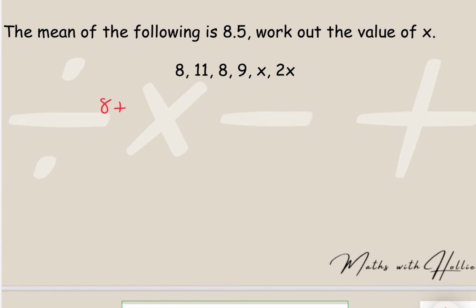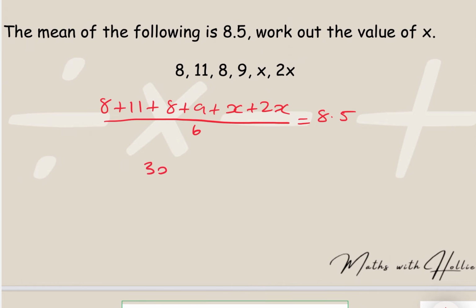So 8, 11, 8, 9, x, and 2x. And in this question, we can see that we have 6 numbers. And the answer is 8.5. That's the mean. Okay, so just like in the last question, I'm going to simplify the top. So we have 3x because x plus 2x is 3x. And then if I add up all my numbers, we have 36. Divided by 6 is 8.5.